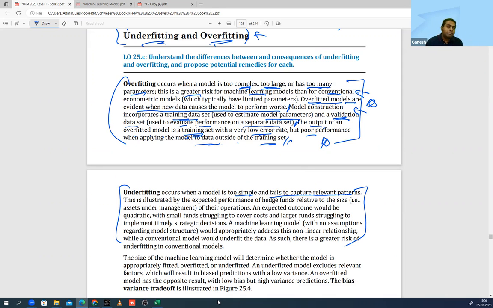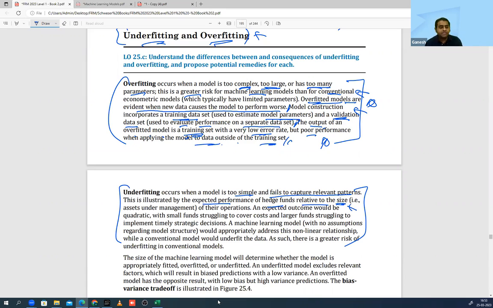So the model will be there, but it will not give you a good answer. That is underfitting. So there are two problems that you are facing. How many independent variables should we put? If I put more, it will lead to overfitting. If I put fewer, it will lead to underfitting. Right? So to understand this, consider the expected performance of a hedge fund relative to its size.